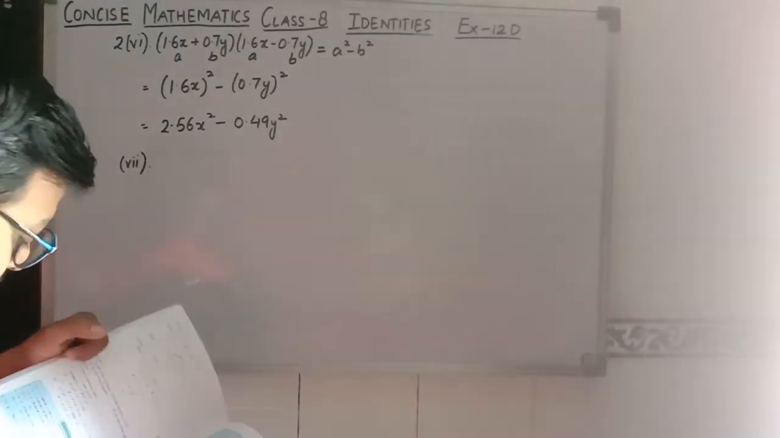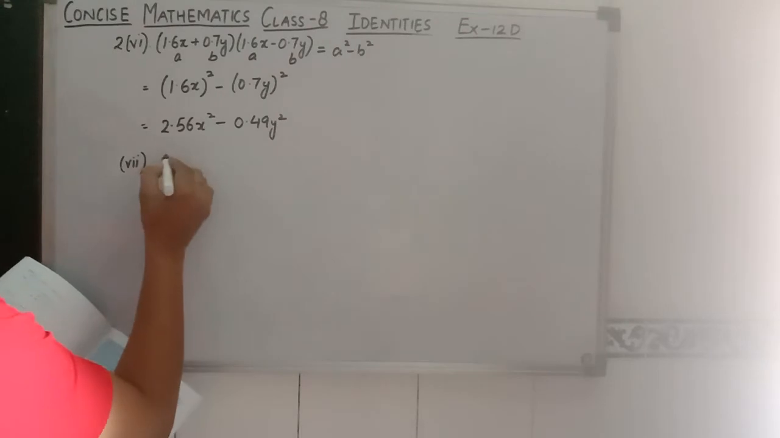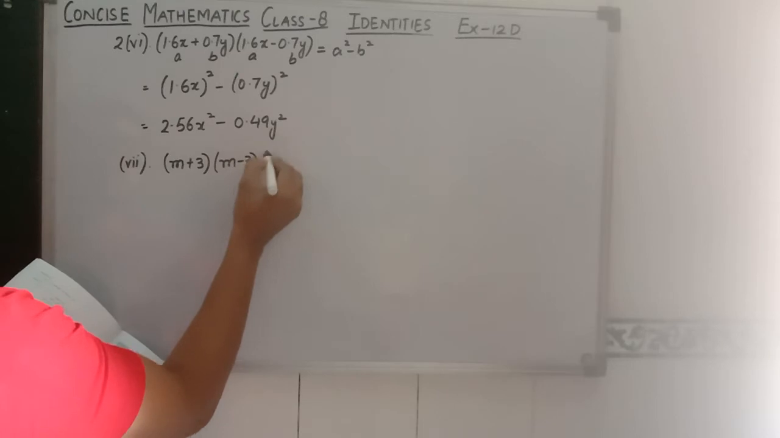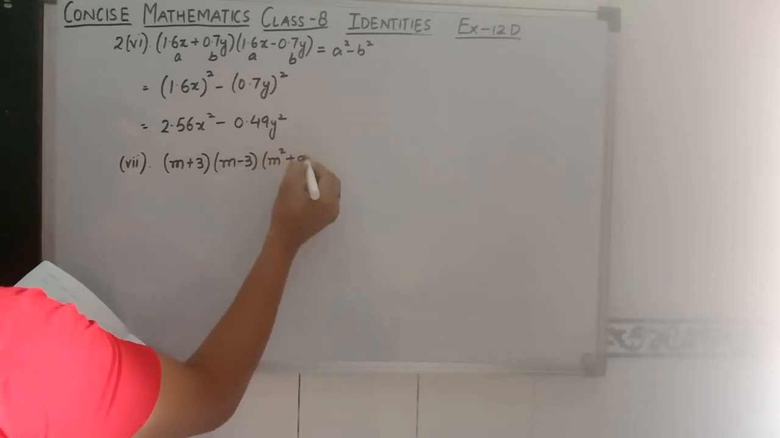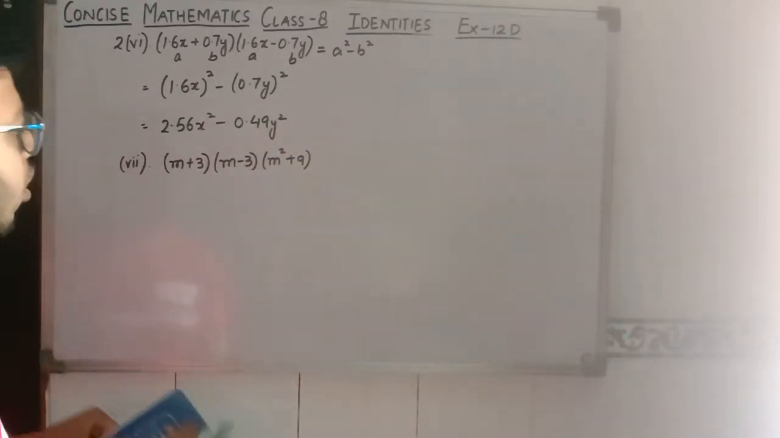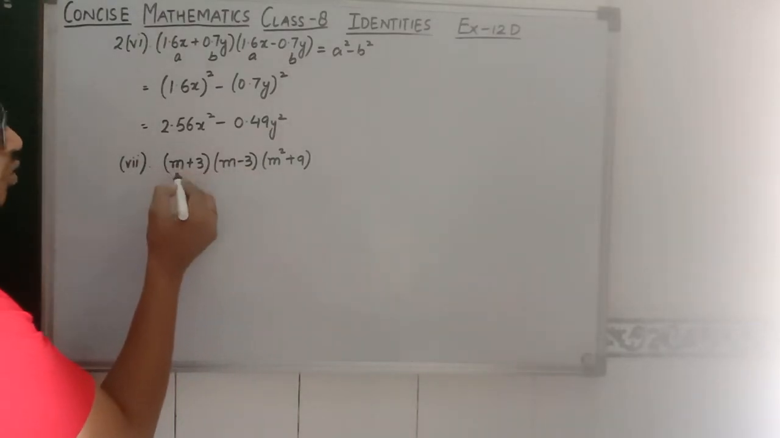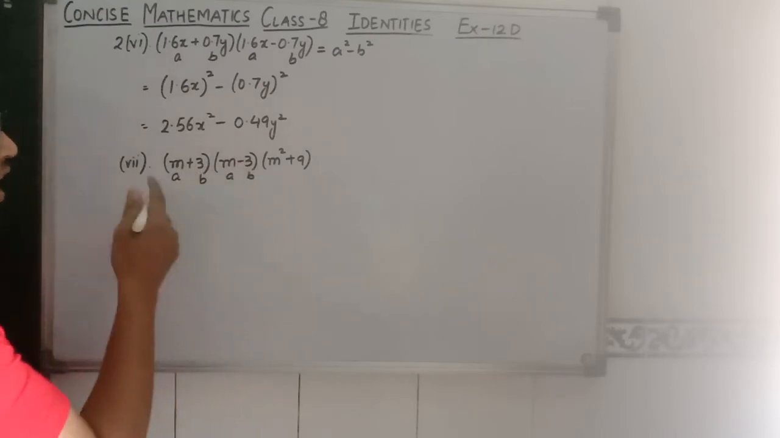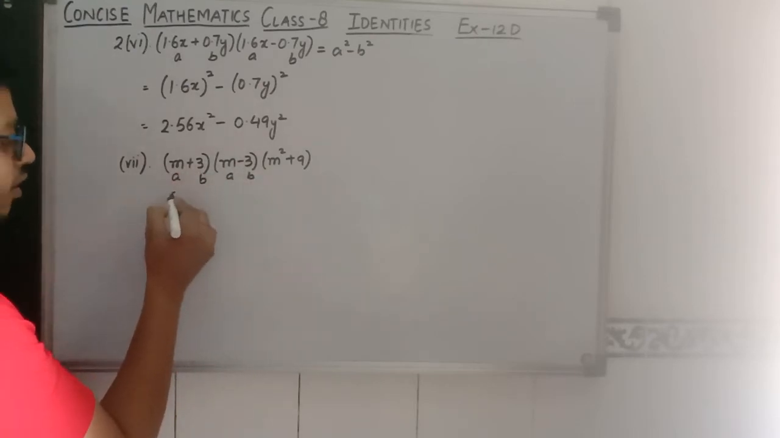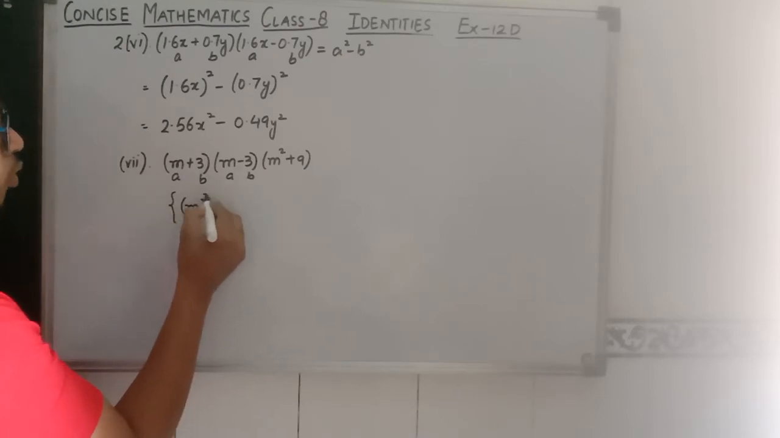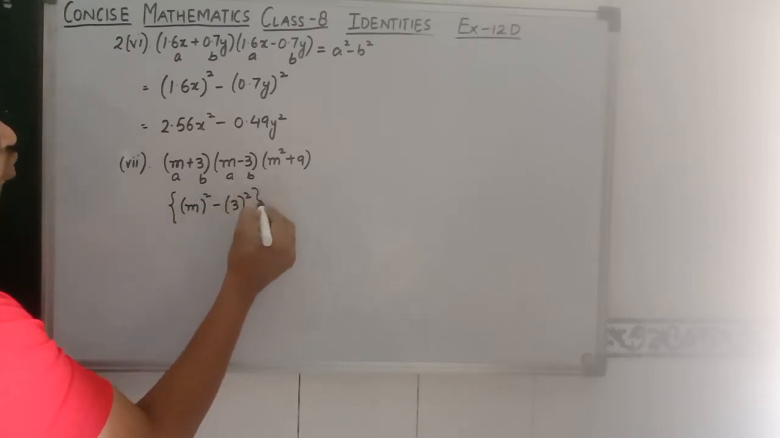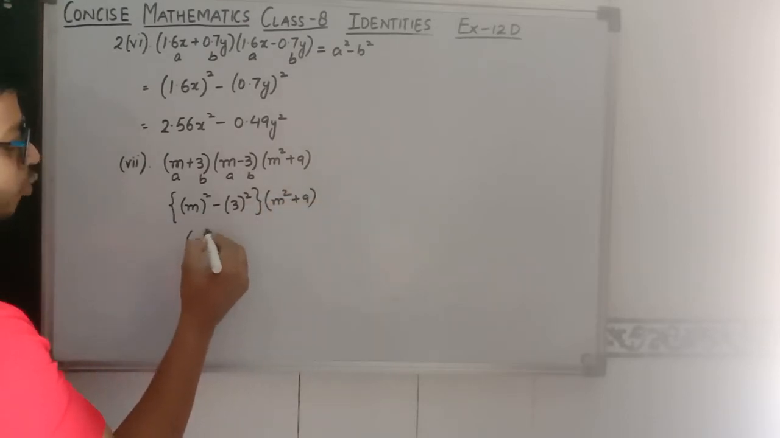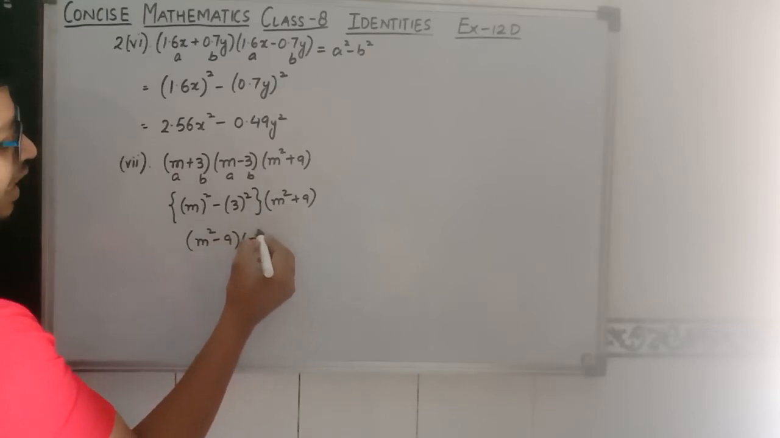Now coming to the 7th part. In the 7th part, there are 3 brackets overall. m plus 3 first bracket, m minus 3 second bracket, and m square plus 9 in the third bracket. Now in the first 2 brackets, we are observing that a, b, a and b. So a plus b, a minus b. Now again we can use the identity in the first 2 brackets. So we can write it as m whole square minus 3 whole square, and the third bracket is written same. Now when we open this, it will become m square minus 9, and the third bracket will become now the second bracket.